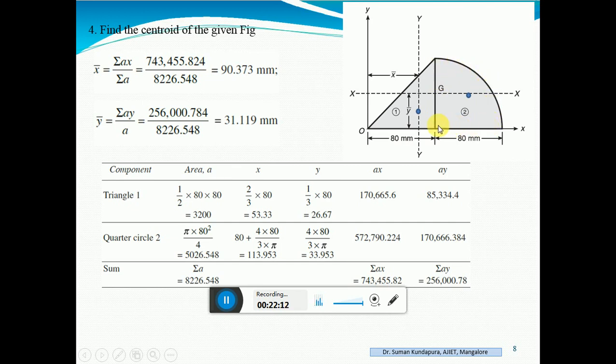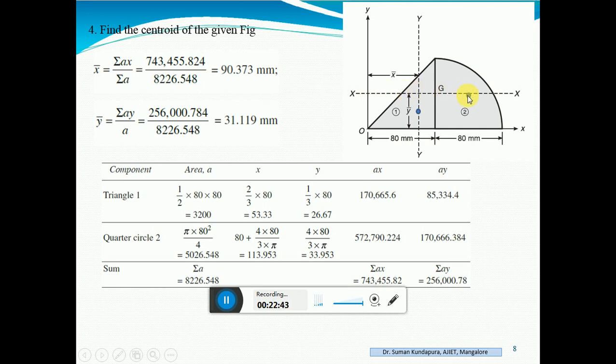Quarter circle, you know area as pi r square by 4. Okay, for semicircle it is pi r square by 2. Okay, so pi r square by 4. What is r? R is 80. So find out what is the area of the quarter circle, the figure 2. Now I am supposed to find out what is the x and y distance for this quarter circle. So x distance is with respect to y axis. I have to reach up to this point, correct?